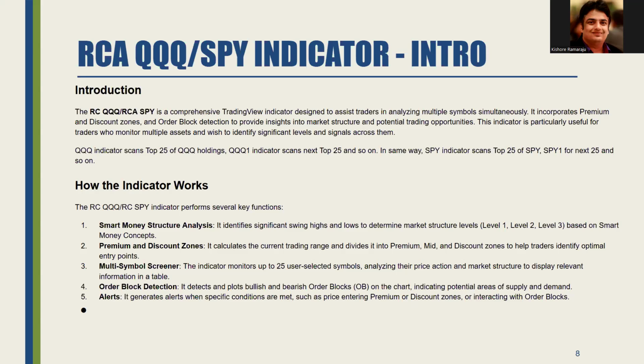So what do we mean by the QQQ scanner? That means it will scan the holdings of QQQ, like all the technology stocks, whether it is Nvidia, Microsoft, Amazon, Google. There are nearly 100 stocks. So we have QQQ, QQQ1, QQQ2, QQQ3, QQQ4, like that. In the same way for SPY, we have a total of 500 stocks, but you don't need all 500. We can scan the top 100 SPY stocks which are not in QQQ. We can use them. So that is our first indicator.